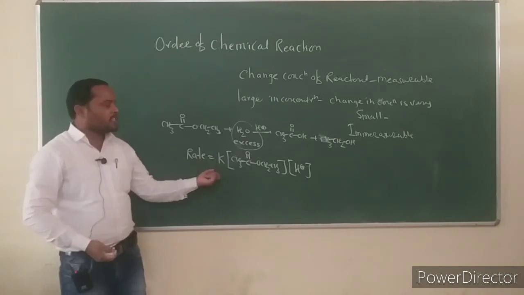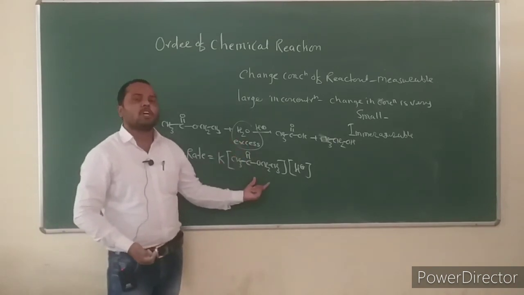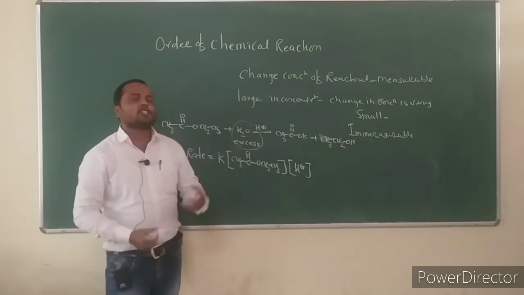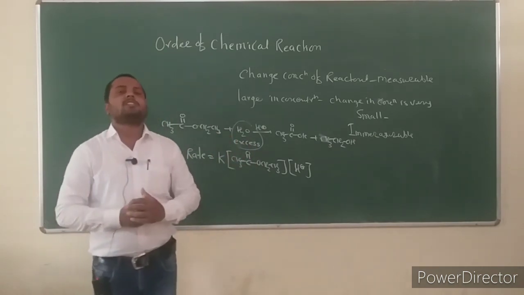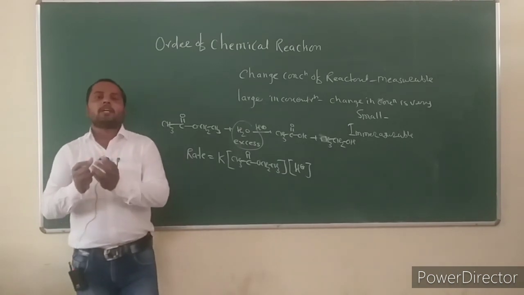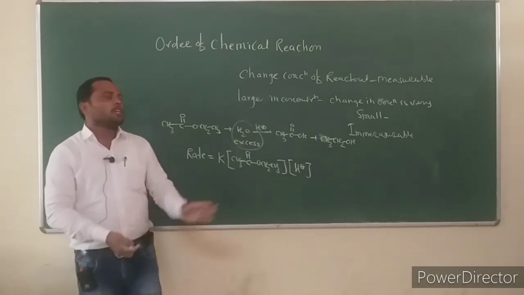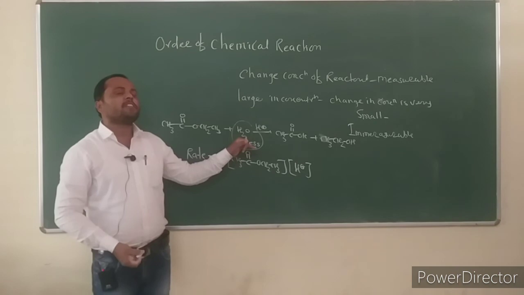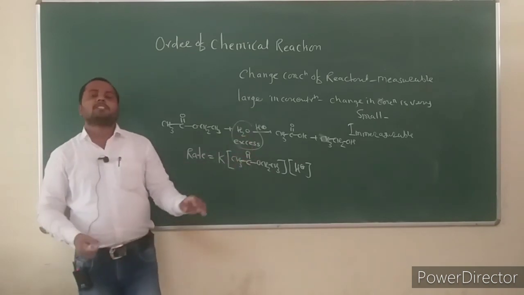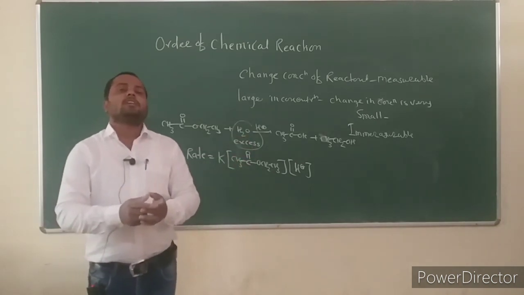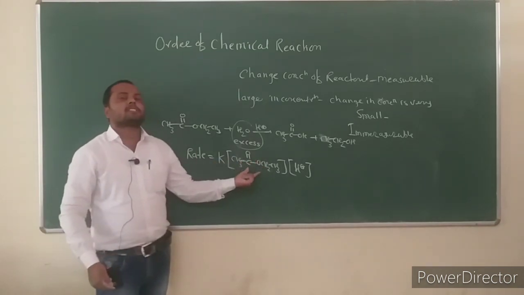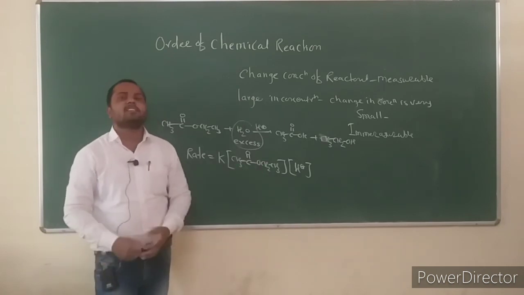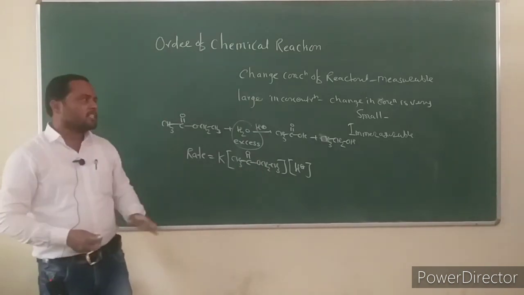In this rate equation, the concentration of water does not appear because water is in excess, in large proportion. The change in concentration of water is very small and we cannot measure it. Therefore, if one of the reactants in a chemical reaction is in large concentration, then its concentration generally does not appear in the rate equation. This is the first condition.